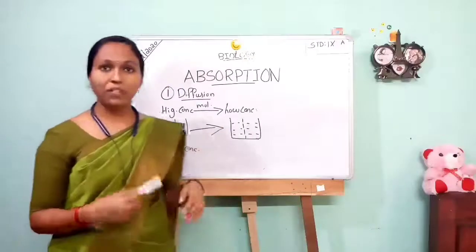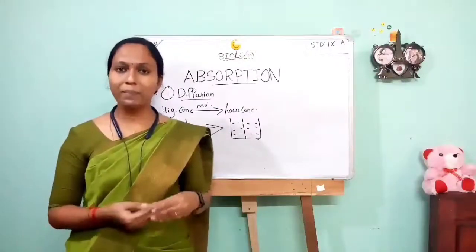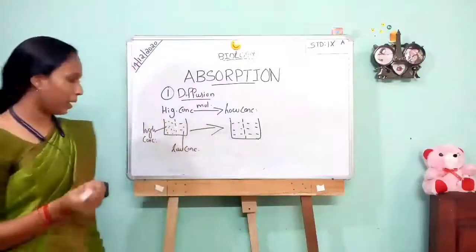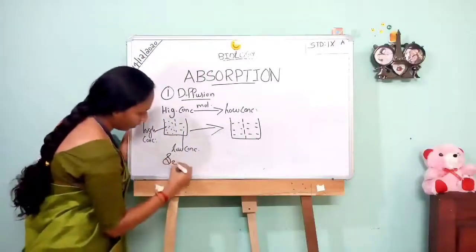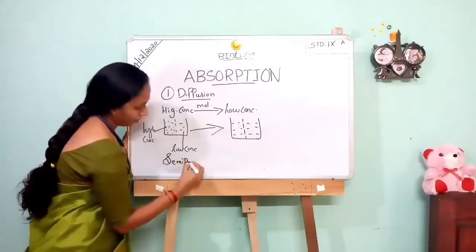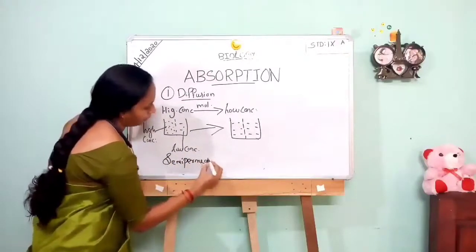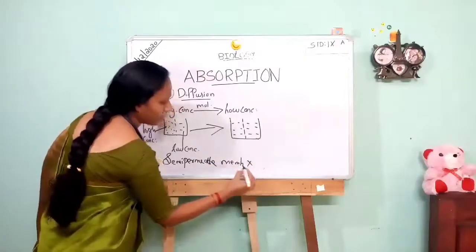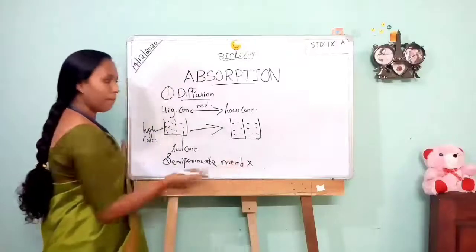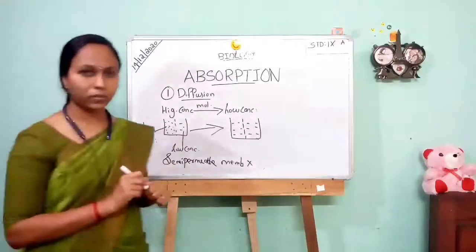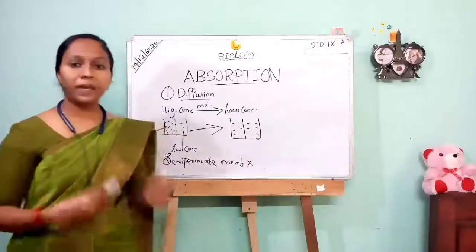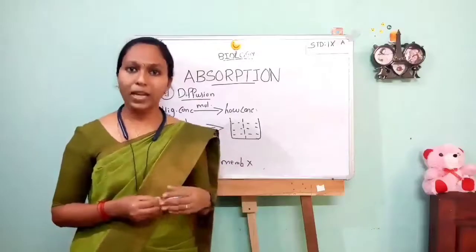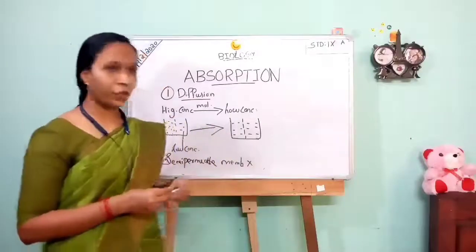Diffusion takes place without the help of a semi-permeable membrane. It does not require a membrane. Are you clear? Okay. The spread of odor in air and the spread of ink in water are examples of diffusion.